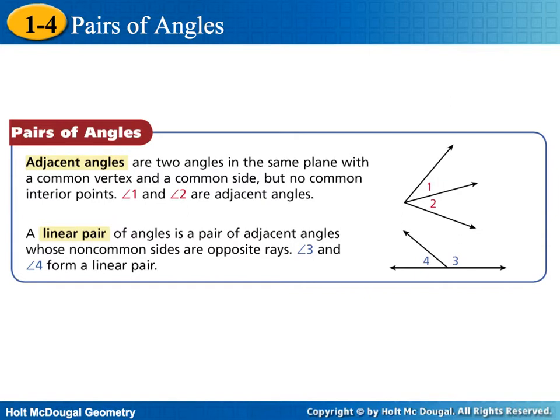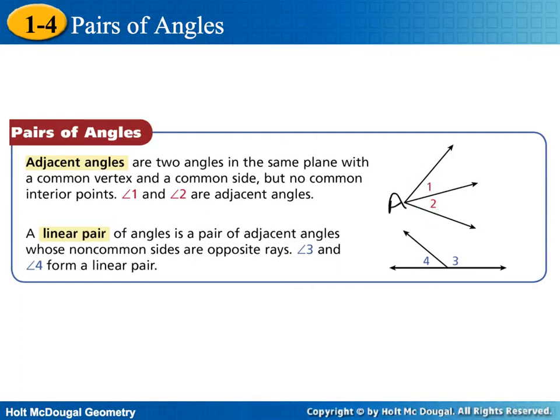First one, for adjacent angles. Adjacent angles are two angles in the same plane, so they're on the same piece of paper, with a common vertex. So notice over here, 1 and 2 share this vertex. If you want to call it a point, we can call it point A. They share point A. So because they share a vertex, they are adjacent angles. But no common interior points between 1 and 2. So they share the vertex and they share this common side. They share one side and a vertex, nothing else. There's no other points in between that they share. So basically, if they're side by side like this, they're called adjacent.